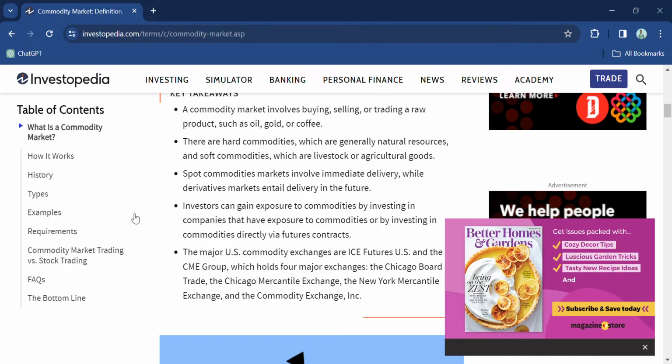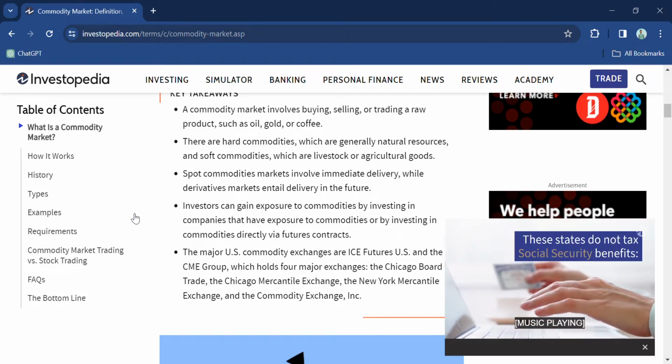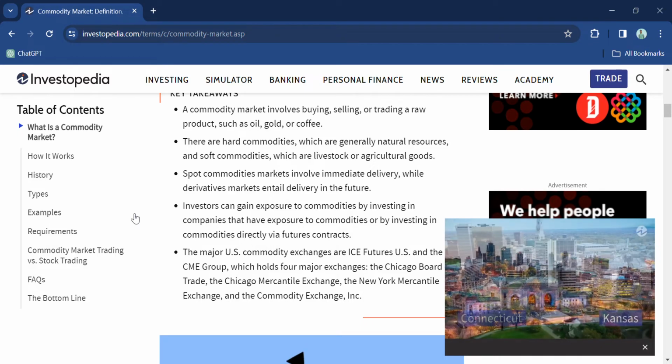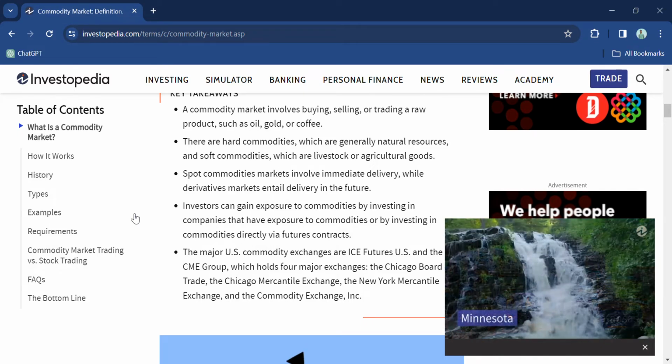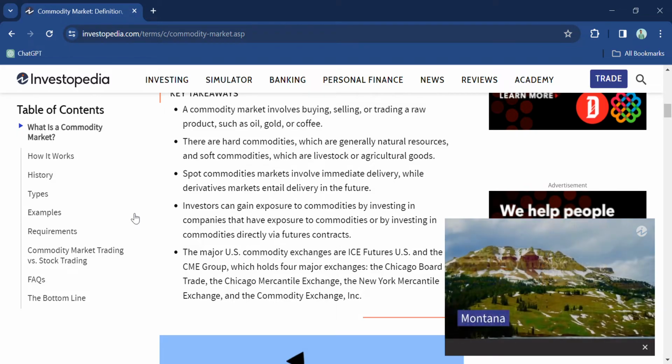major exchanges: the Chicago Board of Trade, the Chicago Mercantile Exchange, the New York Mercantile Exchange, and the Commodity Exchange Incorporated.